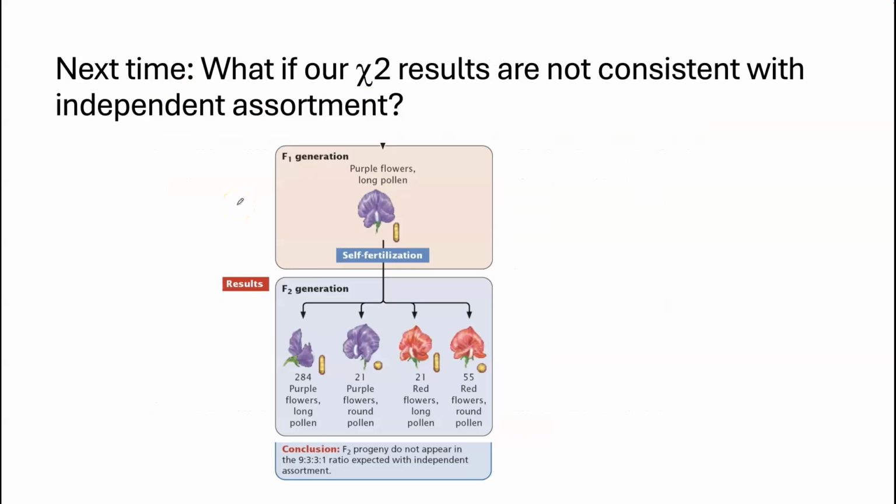So for the next lecture, what if those chi-squared results were not consistent with independent assortment? How would we interpret that? And if we do find that there are genes that are on the same chromosome, what kind of information can we use to figure out how far apart they are? Those are the questions we'll be looking at in the next lecture.